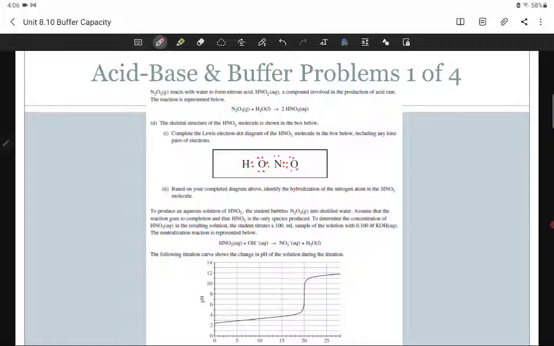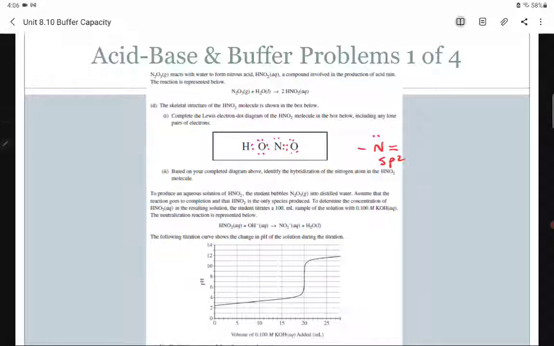Based on the completed diagram above, identify the hybridization on the nitrogen atom. I'm going to move nitrogen over here. We have that, we have that, and we have that. That looks to be 3 domains, which is sp2. Move this up a little bit.